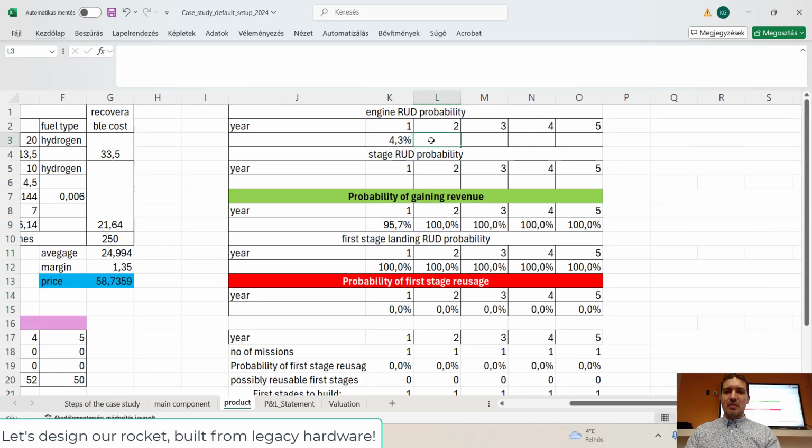Higher probabilities. So if it explodes, then it explodes. Obviously, failure in one component will result in the failure of the whole engine. That's why we have to multiply the probabilities, not just add them together. Because if one is set to 0, then the other components, doesn't matter how good they are, they will be non-functioning.